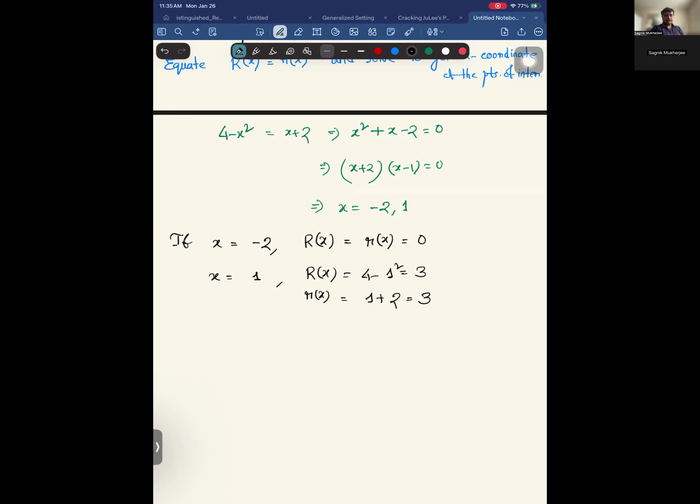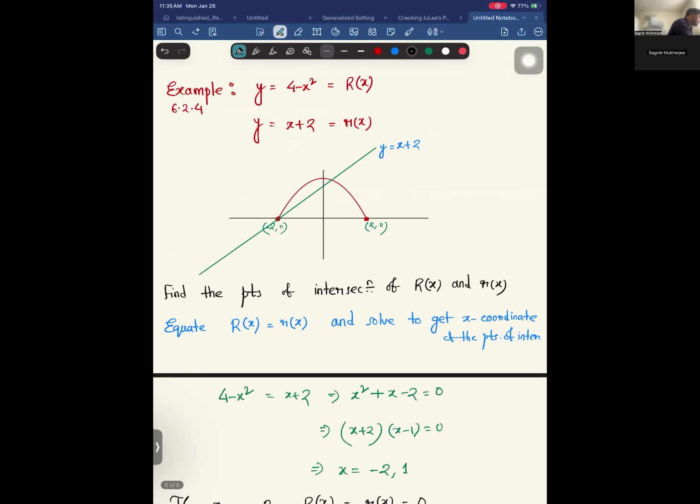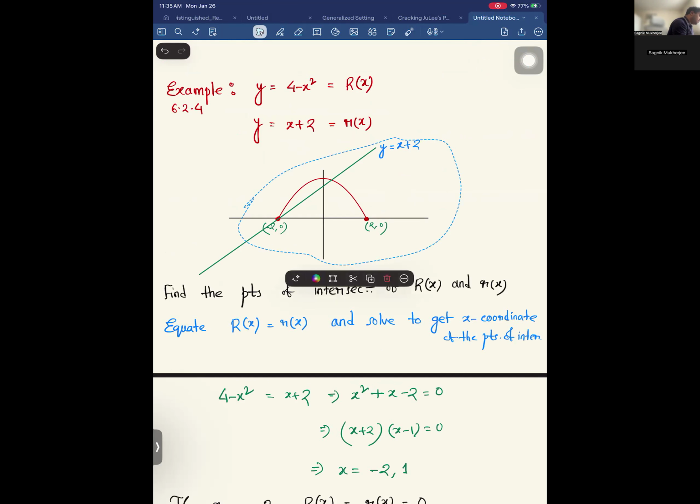What I wanted to show you here is that for x equals negative 2 and x equals 1, you really get the intersection, right? Because for x equals negative 2 and x equals 1, the y coordinate matches, right? When x is negative 2, both R(x) and r(x) are 0. And when x equals 1, both capital R(x) and small r(x) are 3. So I really did get the point of intersection, right?